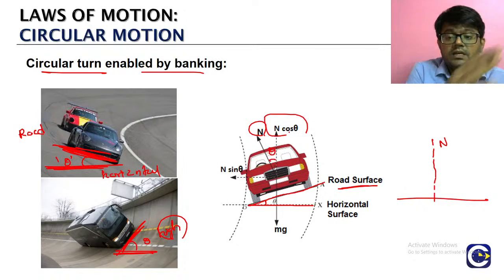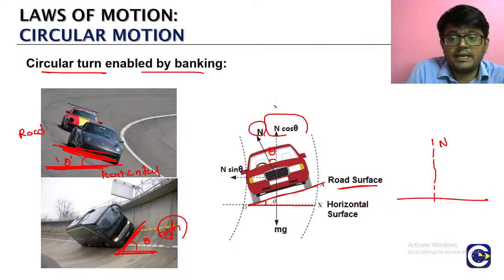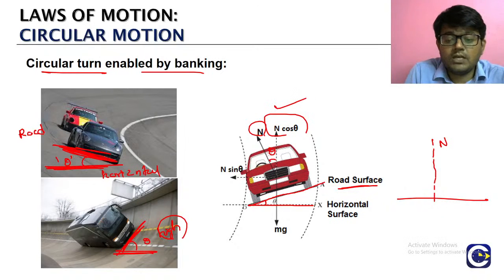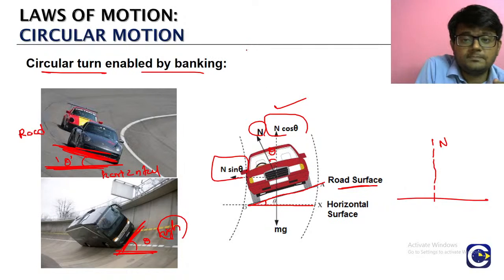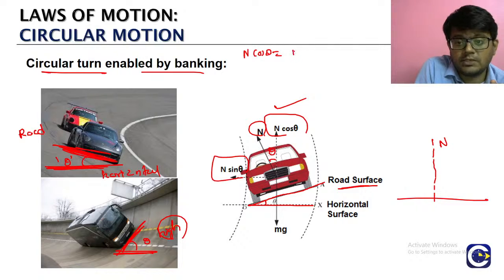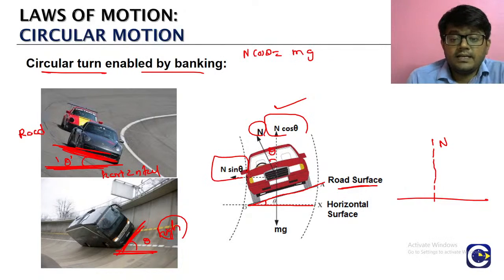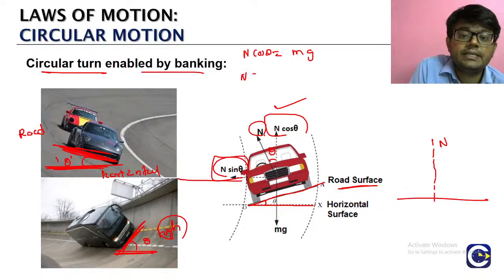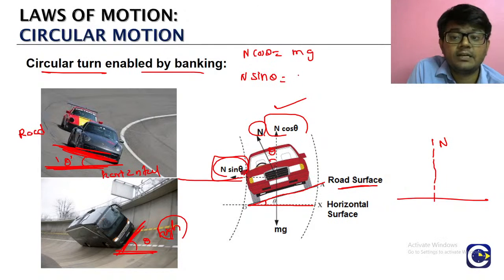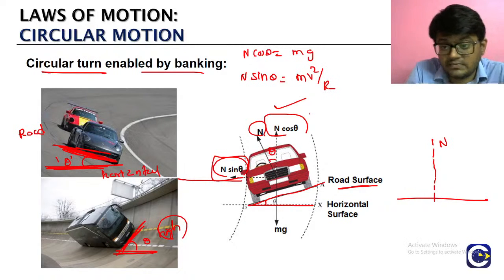Now when we take the components of normal reaction, one component is the vertical component, N cos theta. What will be the horizontal component? N sin theta. The car will not be able to move vertically. Which means N cos theta is equal to mg. And horizontally, this N sin theta, the component of the normal reaction, is what is going to meet the centripetal force requirement. Means N sin theta is equal to mv square by r. R is the radius of that circular turn.